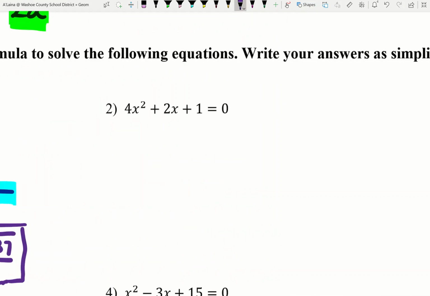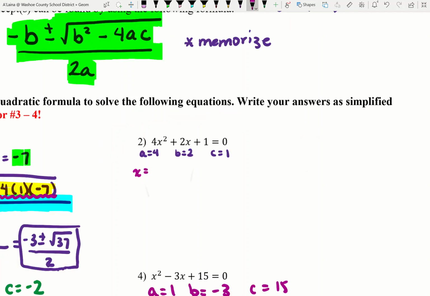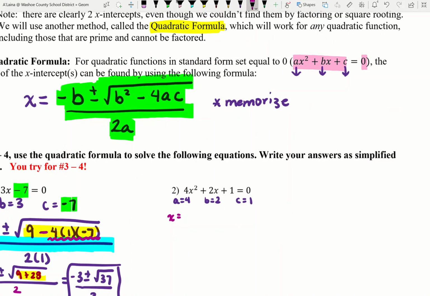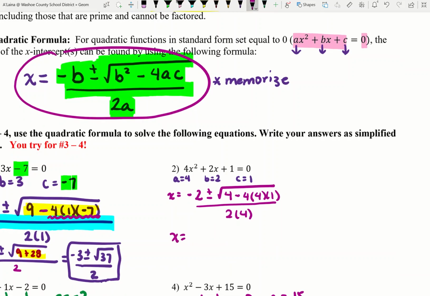Example 2 is similar. We're starting off in standard form. A is the coefficient of x squared. B is the coefficient of the x term, and C is the constant. So, when I write out the formula, x is equal to... I'll pull this so that you can see the formula up here. Okay, so I'm referencing this quadratic formula. It says negative b. B is 2. I want it to be the opposite sign. So negative 2 plus or minus the square root of b squared, which is 4, minus 4 times a times c, all over 2 times a. There's a lot of 4's in this problem. Sorry about that. So x is equal to negative 2.